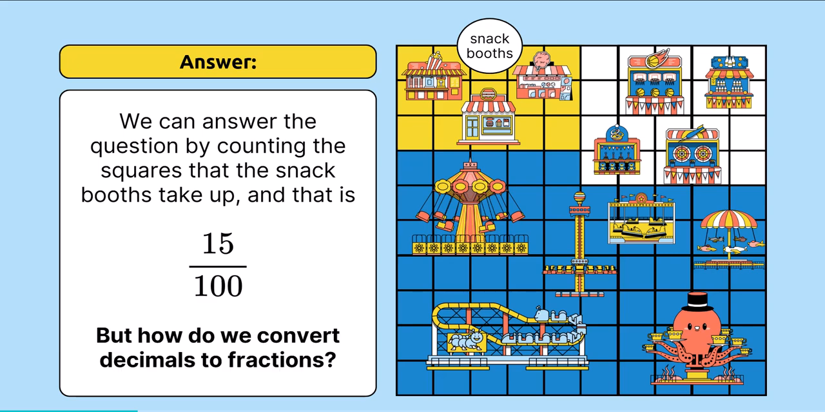Okay, now let's answer the question that I asked in the beginning. We can answer the question by counting the squares the snack booths take up, and that is 15. And the total number of squares is 100, so we will divide 15 by 100. But how do we convert decimals to fractions?